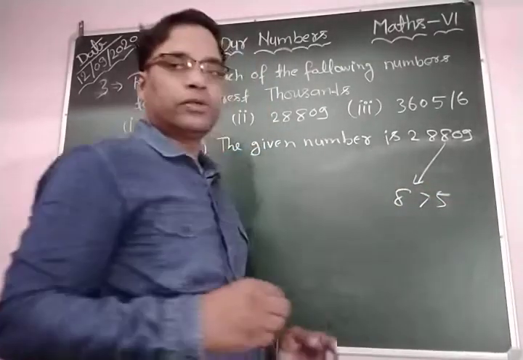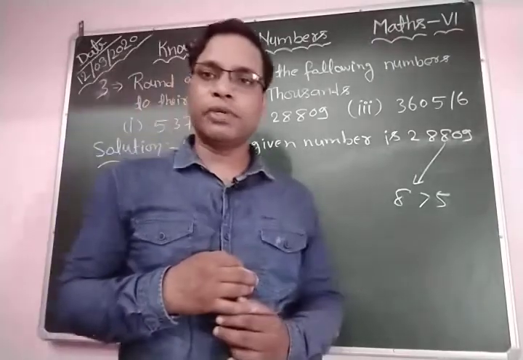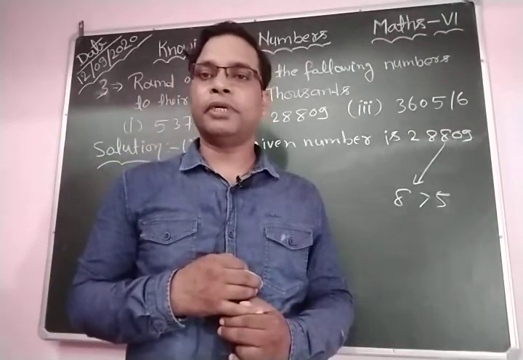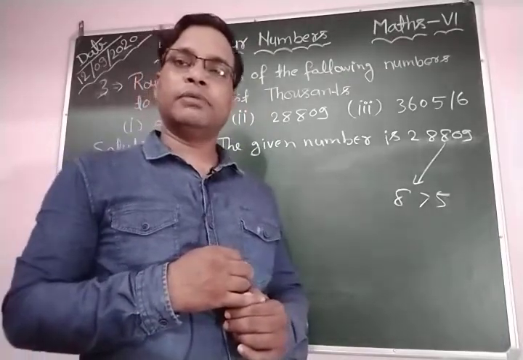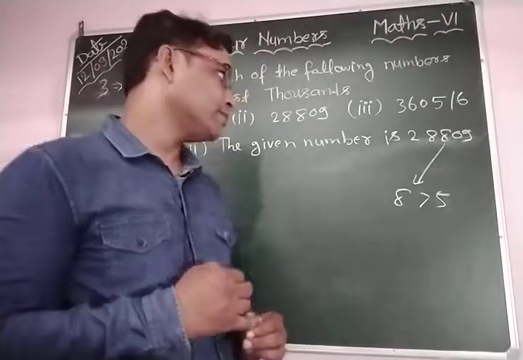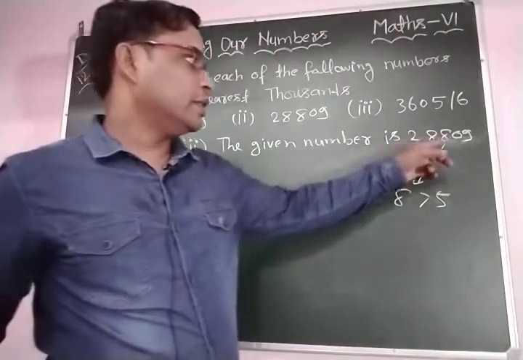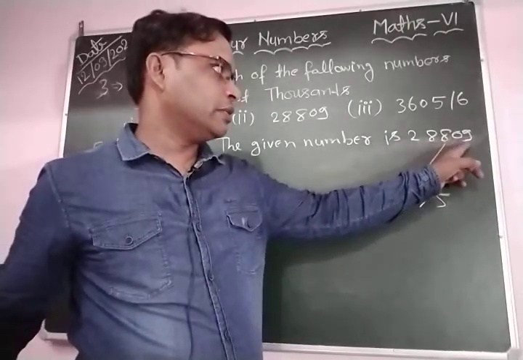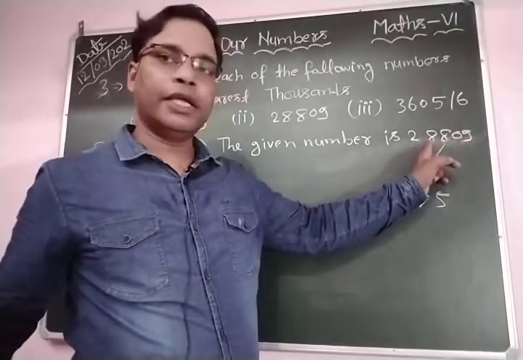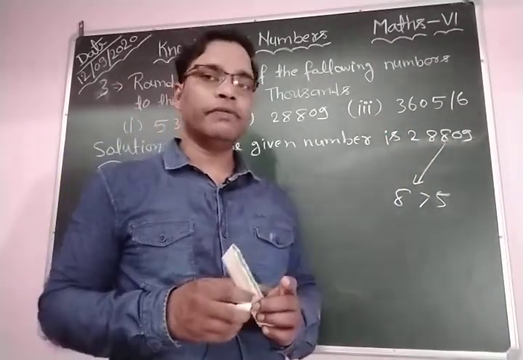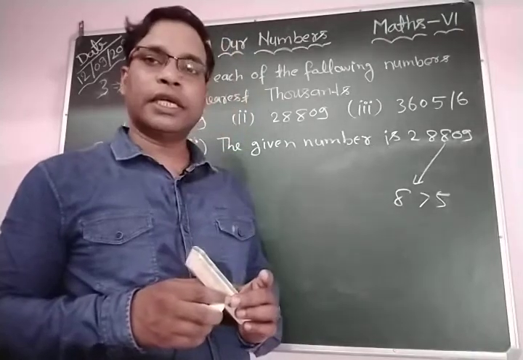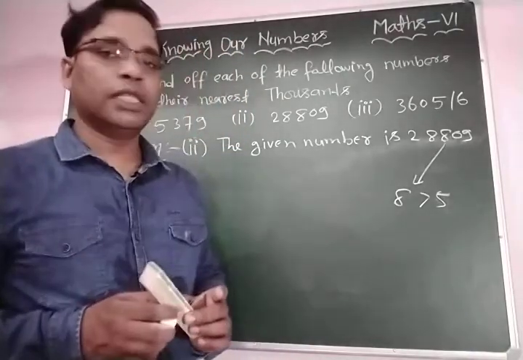In this condition, the ones place digit, tens place digit, and 100 place digit are replaced by 0, and the thousand place digit increases by 1. So this place is equal to 0, and this is 8. 8 plus 1 is equal to 9. It means that the rounding of 28,809 becomes 29,000.